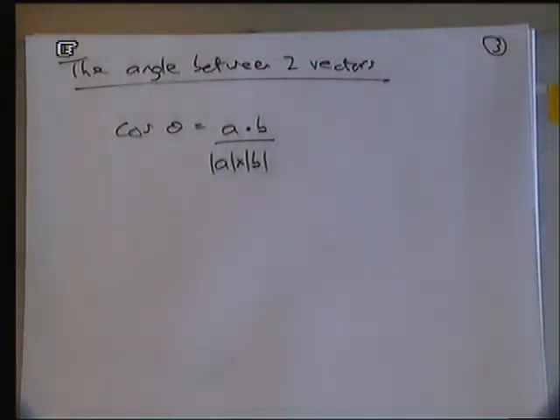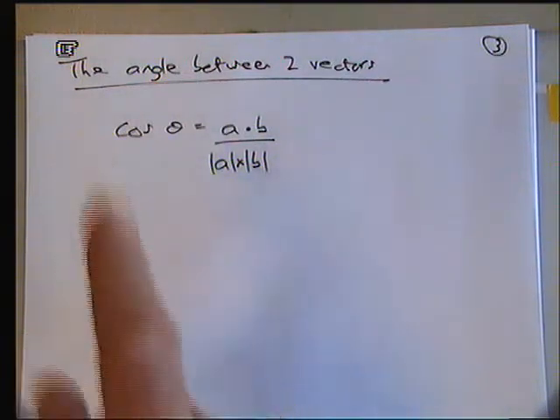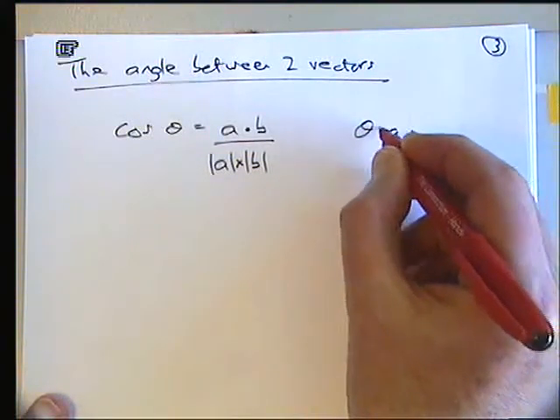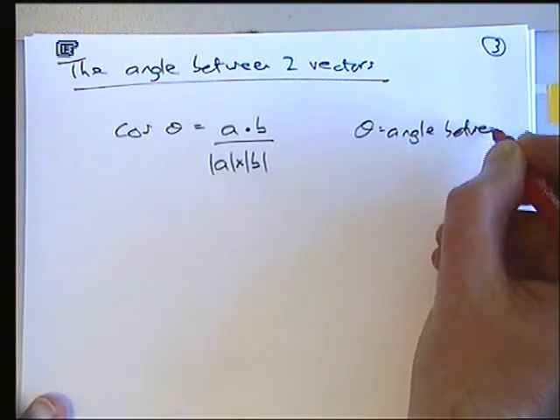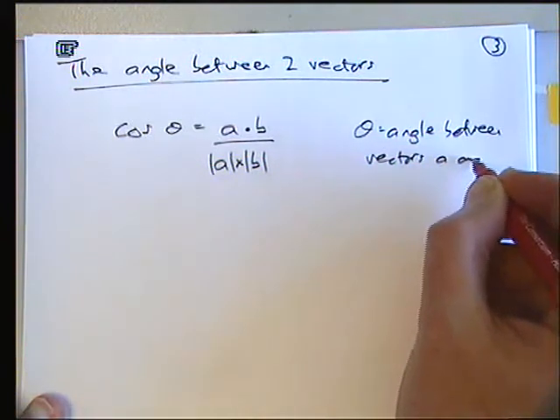For the angle between two vectors, there's a formula here. I'm not explaining where it comes from. At C4 you've just got to be able to use it. Okay? But cos of theta, where theta is the angle between the vectors A and B.